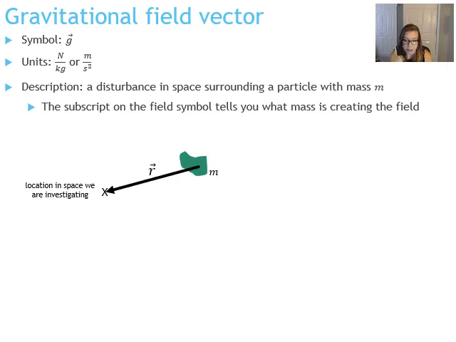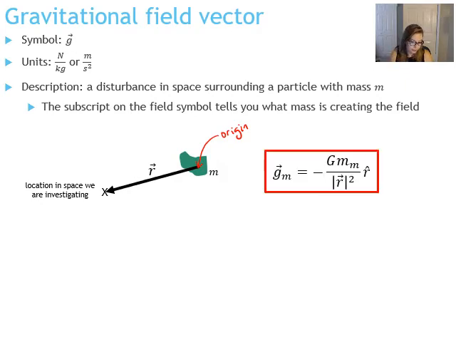So to define a particular location in space, we need a position vector. Position vectors start at an origin and they point to a location in space. So right now I am placing my origin right there on this particle that's creating the field. So for all of these definitions that I'm giving you here, the origin of our coordinate system is always right on the particle that creates the field. And you can use this equation here to figure out what the gravitational field vector looks like at this particular location in space defined by the position vector r.